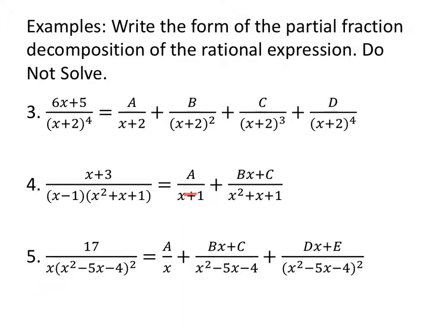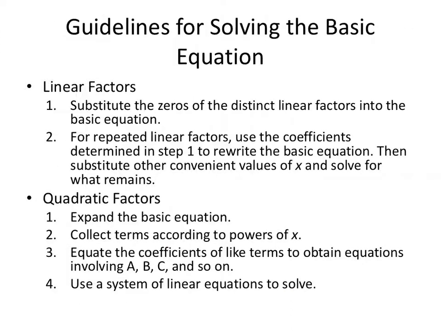Again, number 5, x times (x squared minus 5x minus 4) all squared, an irreducible quadratic. A over x, linear factor, constant numerator. x squared minus 5x minus 4, potential linear numerator, irreducible quadratic. And then the second time. And notice we don't use A sub 1, B sub 1, C sub 1. I'll just use the capital letters, just make my way through the alphabet: A, B, C, D, E, as needed. Quadratic denominators always have linear numerators.